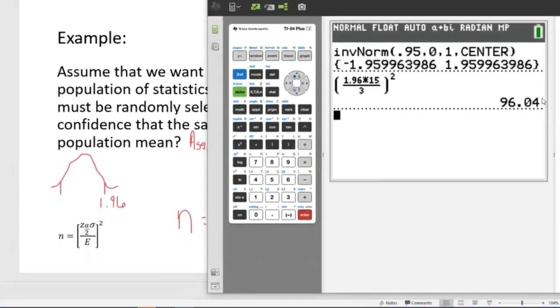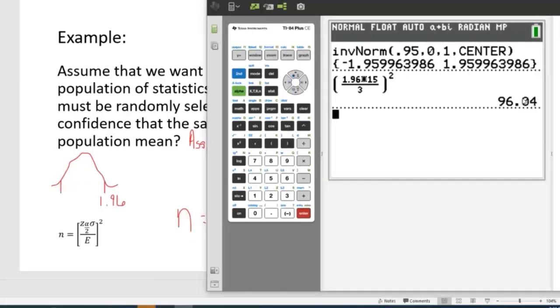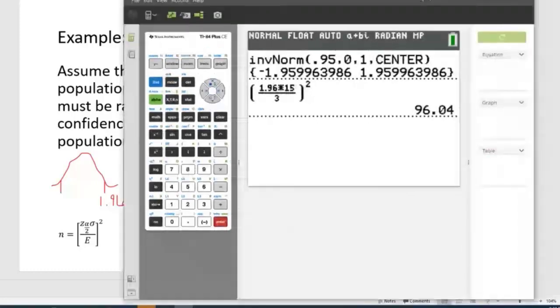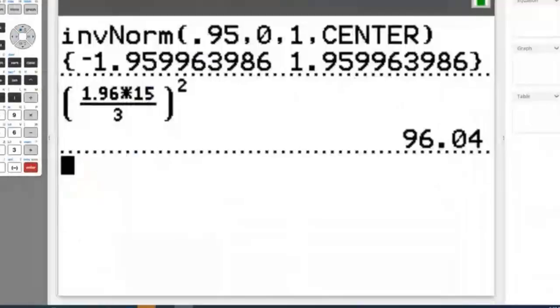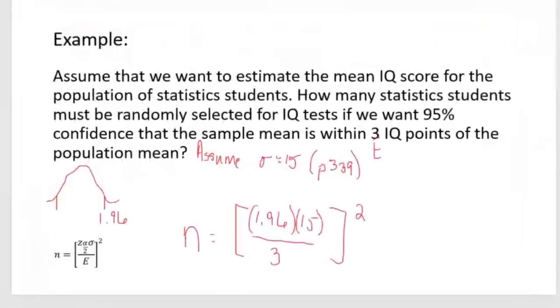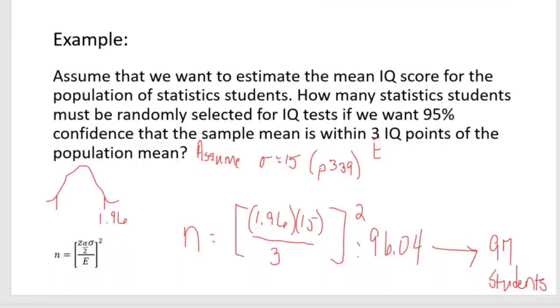And I get 96.04. But even though this is barely over 96, remember if we have 96 in, we don't quite have enough. So we want to go up to 97. So we said before about round up, although I'm not really sure we should call it rounding. This was 96.04, which means we have to have 97 students. So a little formula there you may need.